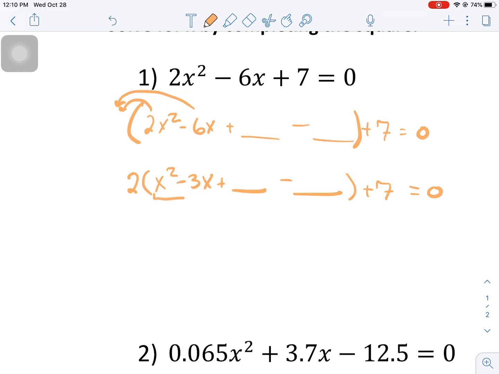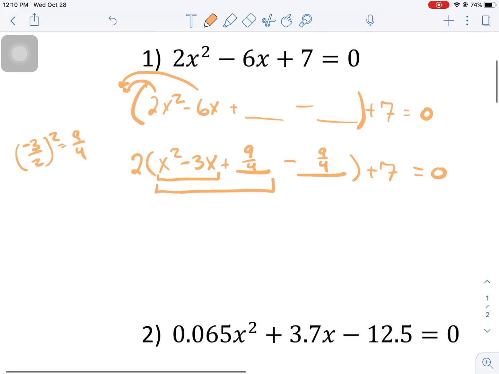And then what we're going to do is complete the square with these two values. So negative 3, cut it in half, and then square it is going to be 9/4. So we have 9/4 to go here, and 9/4 to go here. In this section, we now have a perfect square trinomial, so we can factor that. So that's going to become 2, and then in parentheses, we have (x minus 3/2) squared minus 9/4.